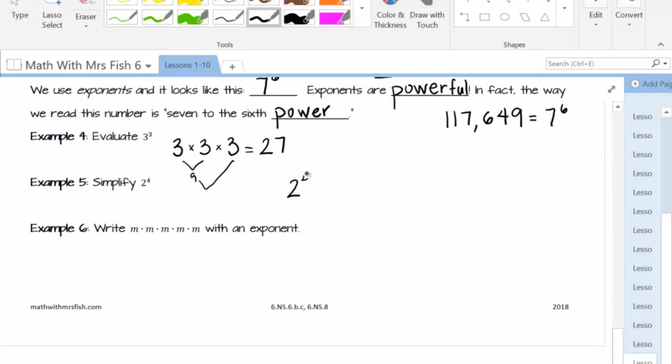2 to the 4th power is 2 times 2 times 2 times 2. The cool thing about this is you can do it this way. 2 times 2 is 4, and then again, 2 times 2 is 4, and then you do the 4 times 4, and you get 16, and so 16 is the answer.